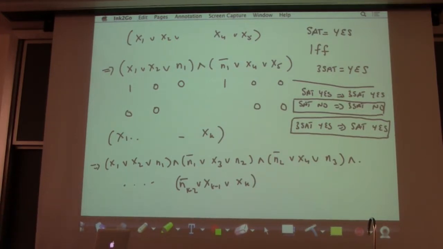When you say SAT yes implies 3SAT yes, I'm not talking about what the values of n are. I'm only taking values of the SAT instance. What I'm saying is if the SAT instance is yes, then there exists an assignment of values to variables to make the clauses all true. In that case, there exists an assignment to the 3SAT instance to make that one true as well. So I only have to show that there exists an assignment. That's why yeses are easy to work with.